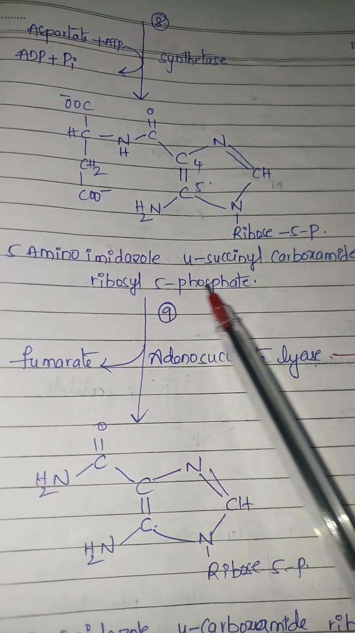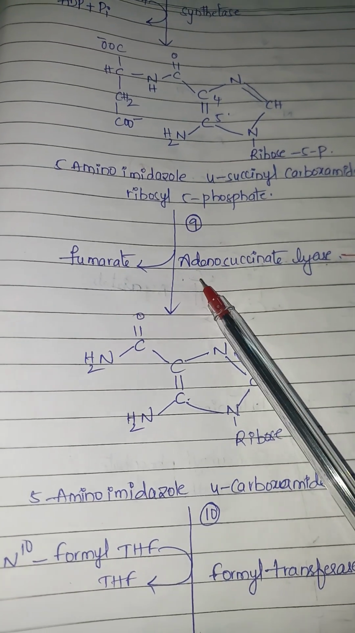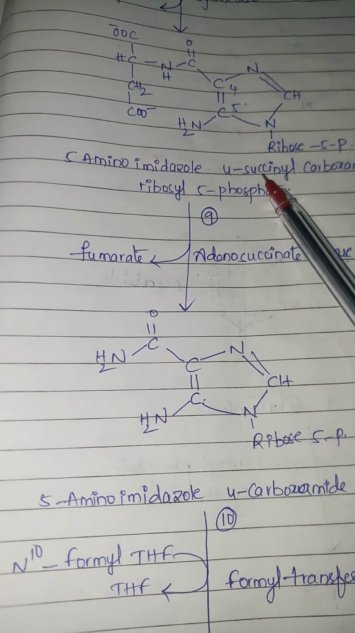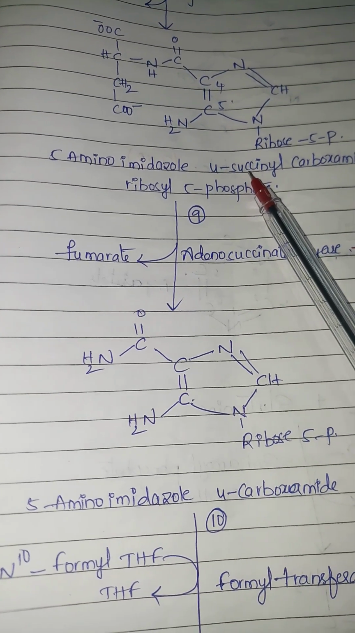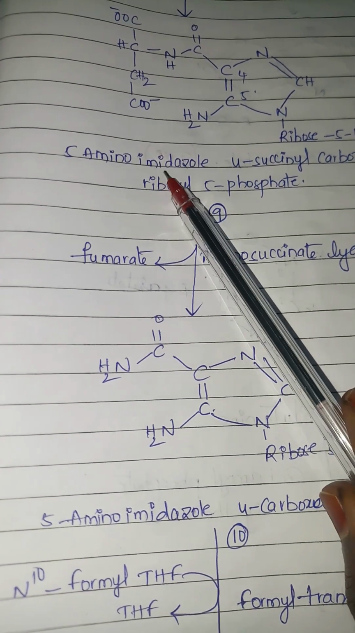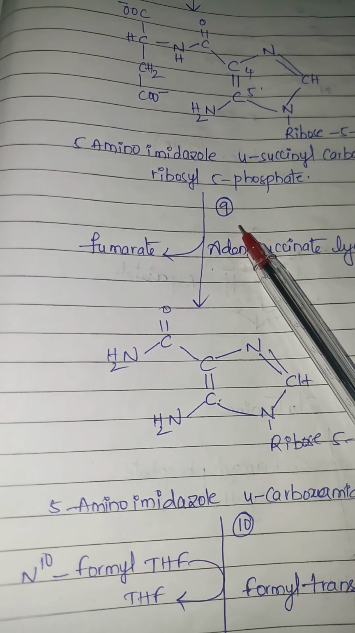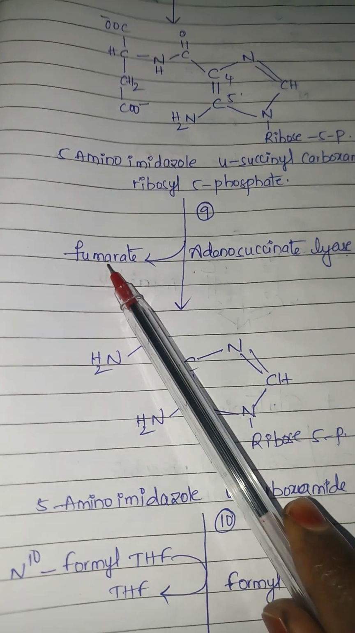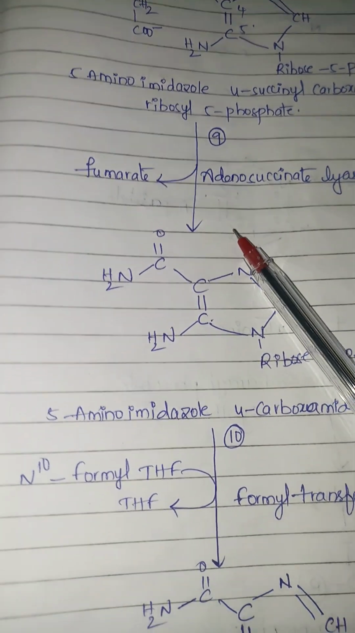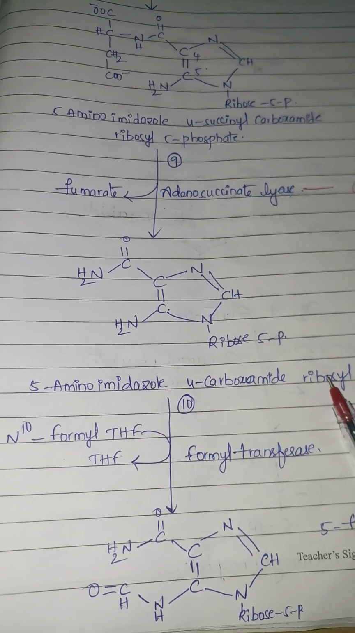Here, adenylosuccinate lyase cleaves off fumarate; the succinyl part comes in the citric acid cycle: succinyl CoA, fumarate, malate, oxaloacetic acid. The fumarate is cleaved by adenylosuccinate lyase and it finally forms 5-aminoimidazole 4-carboxamide ribosyl 5-phosphate.